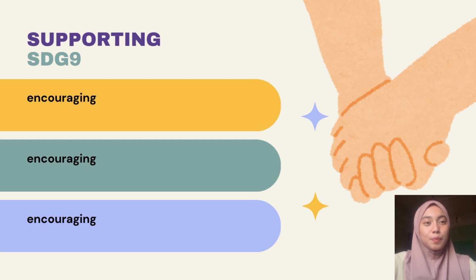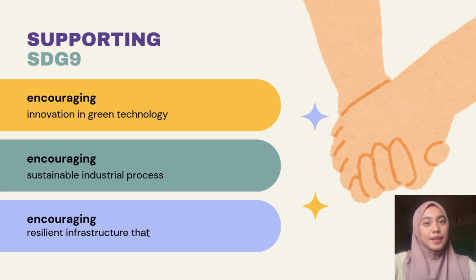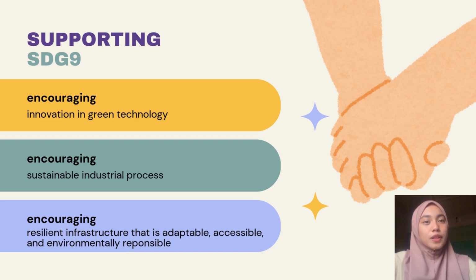This directly supports Sustainable Development Goal 9 (SDG 9) by encouraging innovation in green technology, sustainable industrial processes, and resilient infrastructure that is adaptable, accessible, and environmentally responsible. Thus, Bloch theorem is not just a mathematical statement, but it is a foundational concept that makes modern sustainable technology possible.